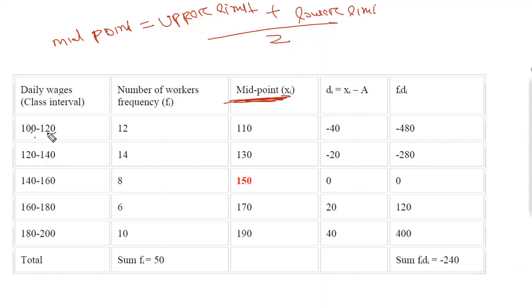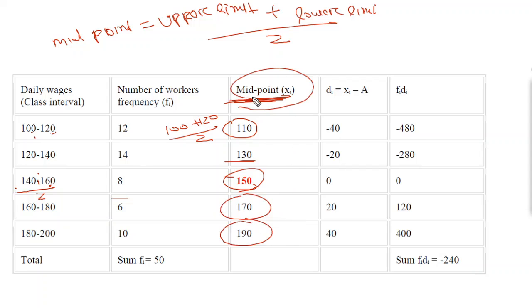So here, 100 plus 120, you can write (100 + 120) divided by 2. Please do all this rough work in the rough, don't write on the table. So 120 plus 100 equals 220, divided by 2 equals 110. Similarly, you can find (120 + 140) divided by 2 equals 130. (140 + 160) divided by 2 will be equal to 150. And similarly, you have to find all the midpoints.